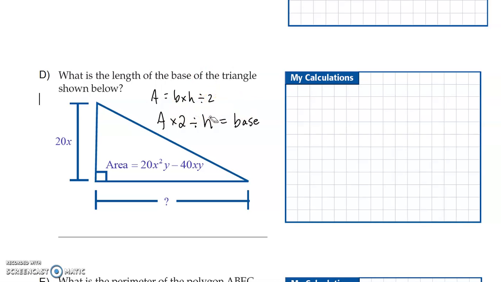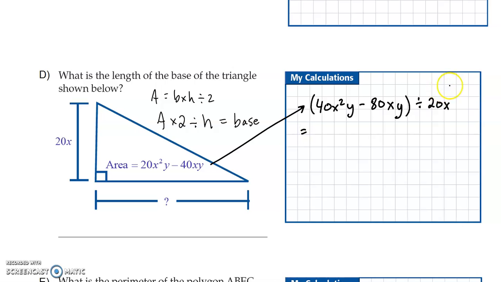So I'm going to take my 2x squared y minus 4xy and double it. Only the coefficient doubles. Both coefficients. So that's the area times 2. And I need to divide that by the height. Fortunately, it's going to work out evenly.